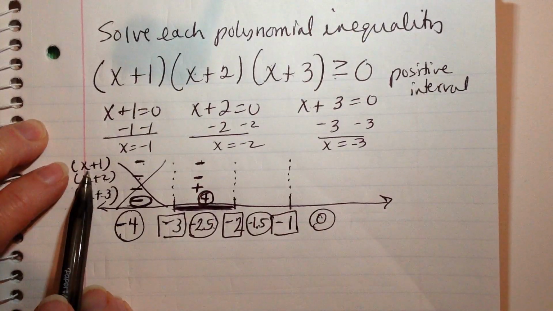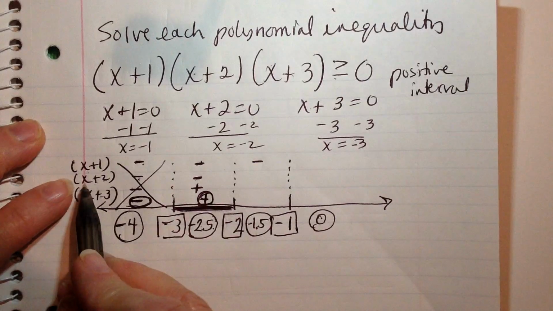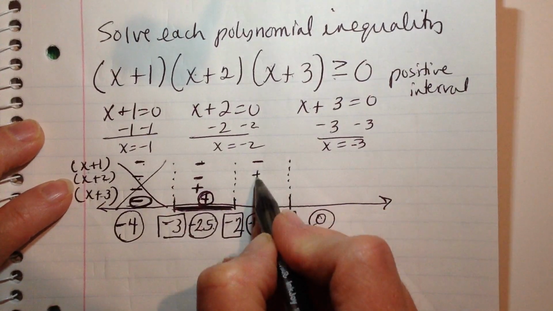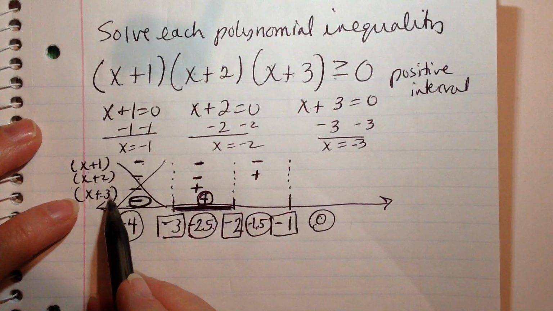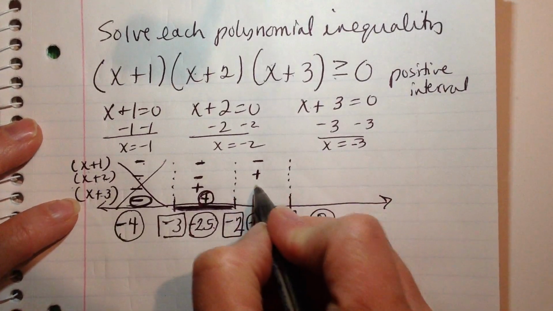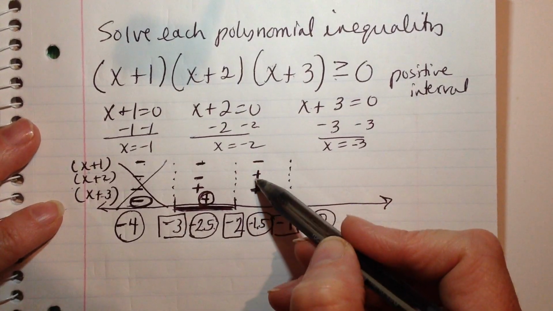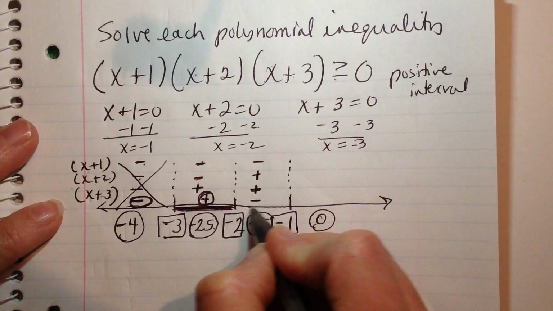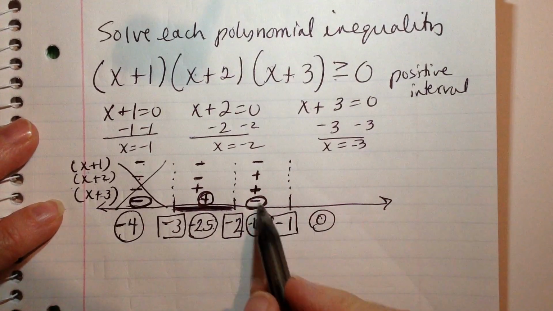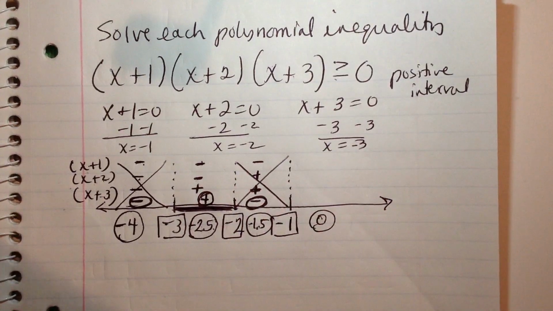All right, let's test -1.5. Plugging in -1.5 plus 1, I get negative. -1.5 plus 2, I get positive 0.5. Use your calculator. -1.5 plus 3 would be positive 1.5, so I get a positive. Let's multiply these together. A negative times a positive gives me a negative, and a negative times a positive gives me a negative for this region. We don't want negative intervals, we want positive intervals, so I'm going to cross out that region.